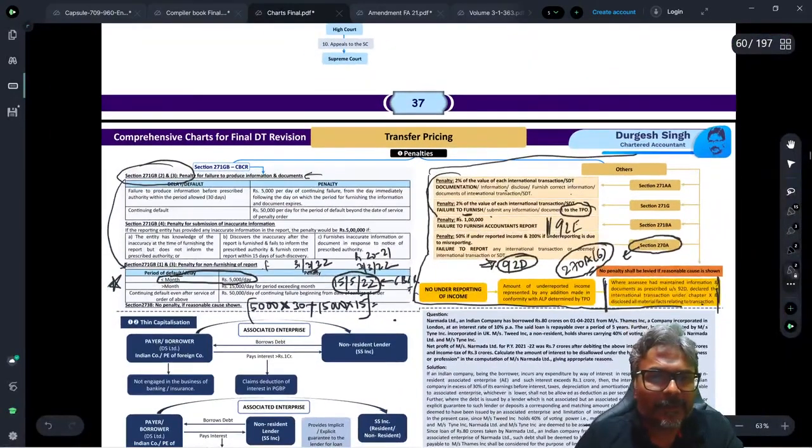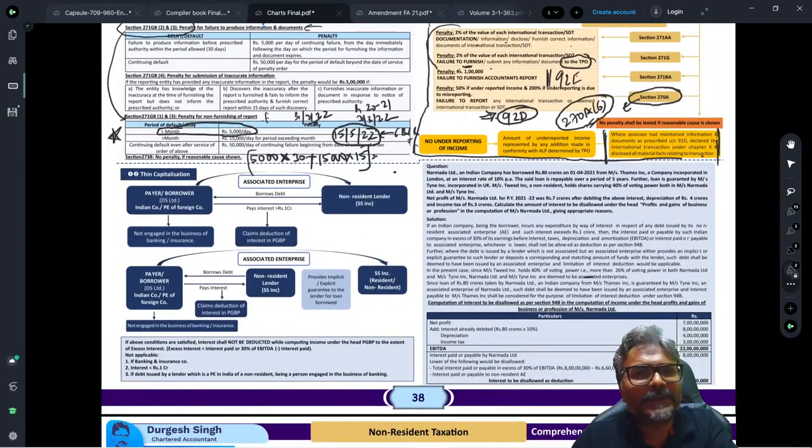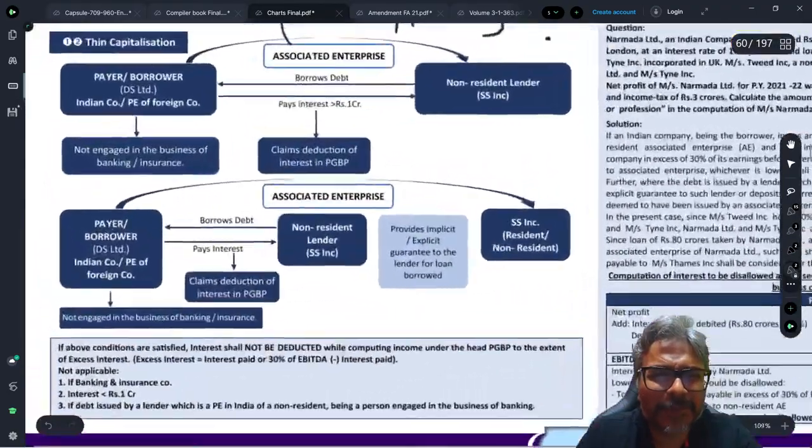So he will not be required, no penalty would be imposed. With that one, from the last particular point, and then we are done. Thin capitalization. It's a very simple concept, every one of you is aware.